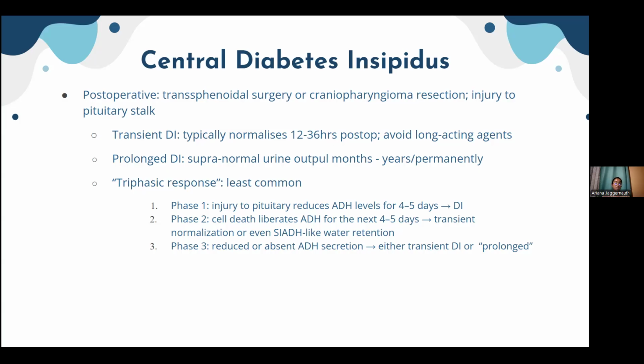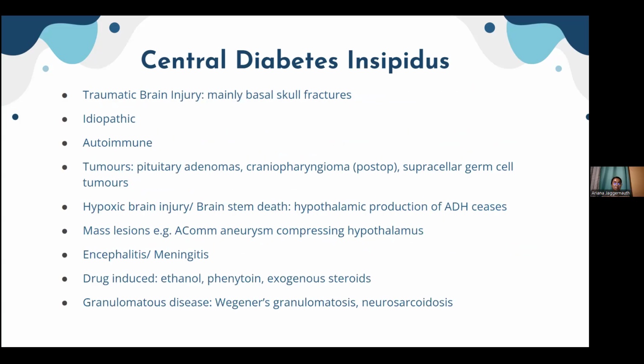There's also the triphasic response, which, as the name suggests, has three phases of DI. Phase one involves injury to the pituitary gland, which reduces ADH levels for 4 to 5 days, resulting in diabetes insipidus. Phase two involves cell death, which liberates ADH for the next 4 to 5 days, and this is transient normalization, or even SIADH-like water retention. And phase three involves reduced or absent ADH secretion, which can either be transient or prolonged.